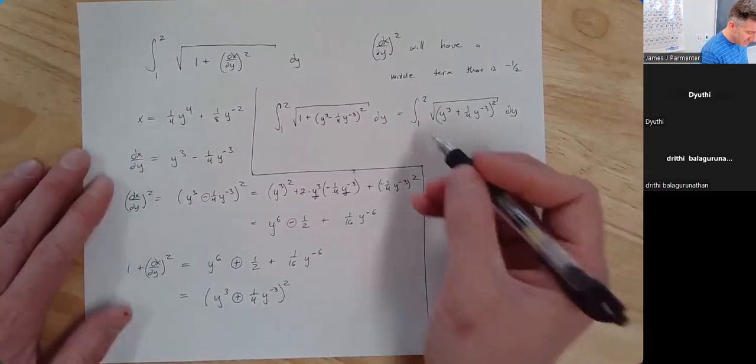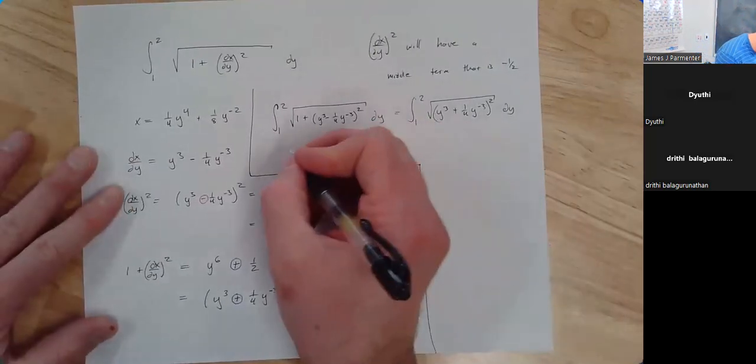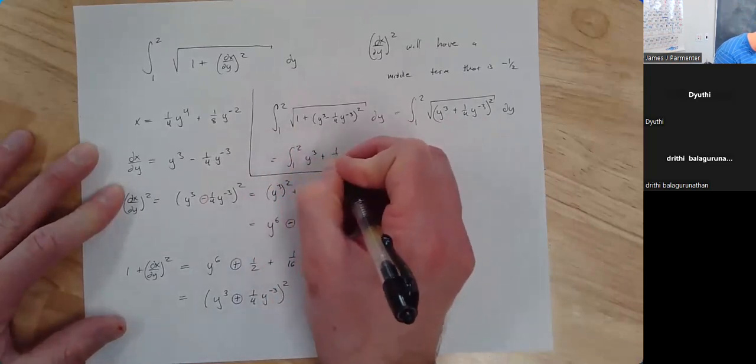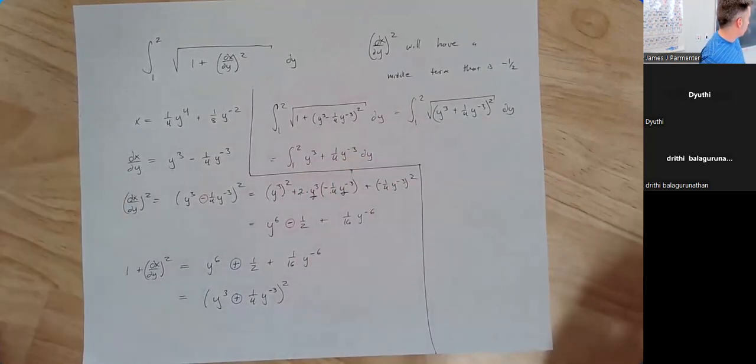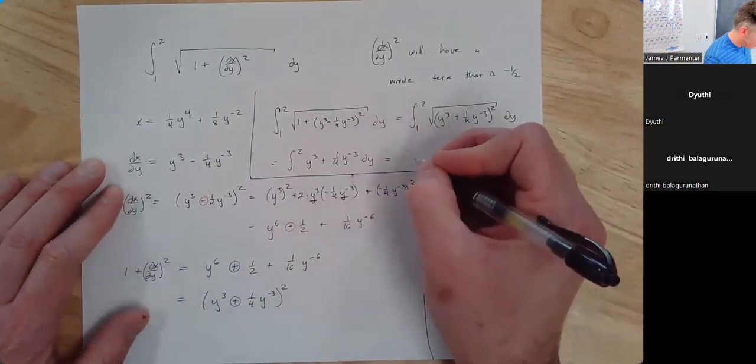And then the rest of this is easy. The square root of something squared, they undo each other. So we get just the integral from 1 to 2 of y cubed plus 1/4 y to the negative third dy. And here's where things start to feel really silly. It's like you've taken this big circular walk, and when you do the integral of this, you end up with almost exactly the function you started with.